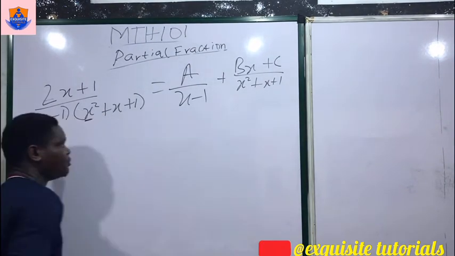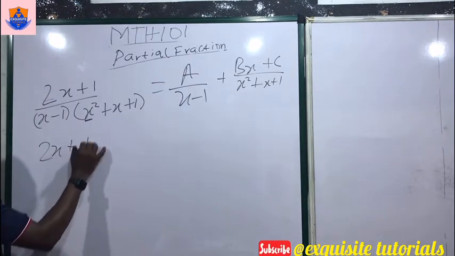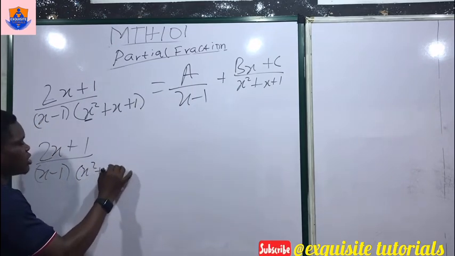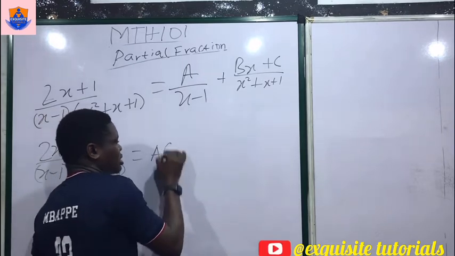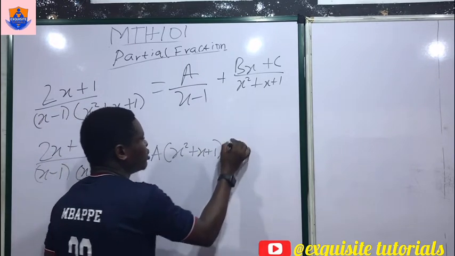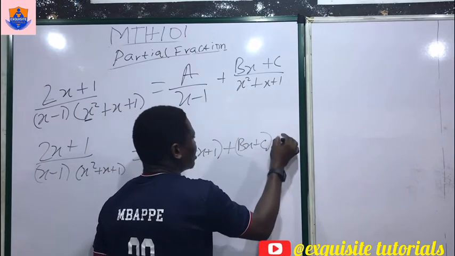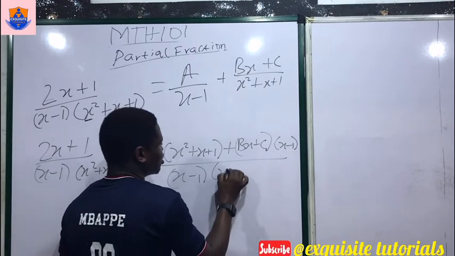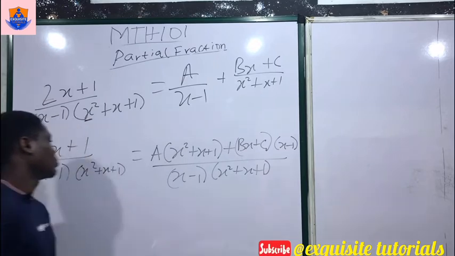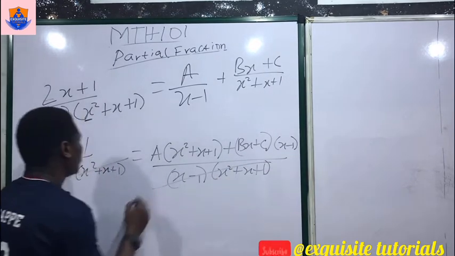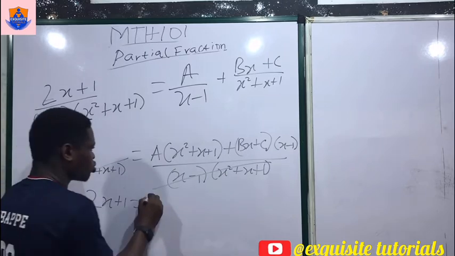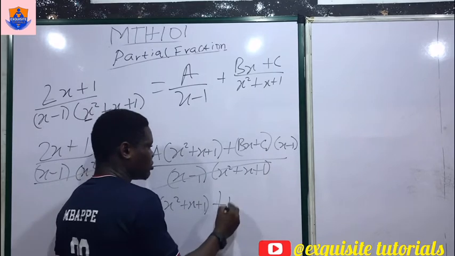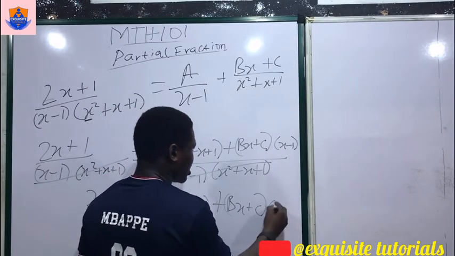Now let's start solving. As usual, you behave as if you want to simplify this part of the expression. So let's go. So this is a bracket x squared plus x plus 1 plus bx plus c bracket x minus 1, everything all over x minus 1, x squared plus x plus 1. Wow. So this part can cancel out. We are left with 2x plus 1 equals a bracket x squared plus x plus 1 bracket plus bx plus c, x minus 1.